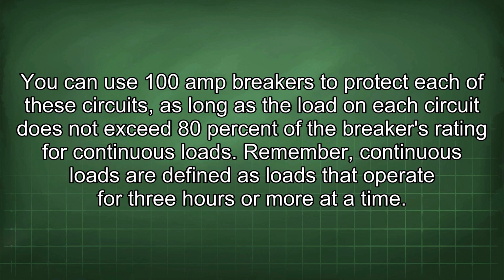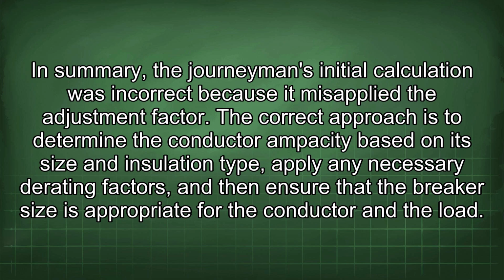Remember, continuous loads are defined as loads that operate for 3 hours or more at a time. In summary, the gentleman's initial calculation was incorrect because it misapplied the adjustment factor. The correct approach is to determine the conductor ampacity based on its size and insulation type, apply any necessary derating factors, and then ensure that the breaker size is appropriate for the conductor and the load.